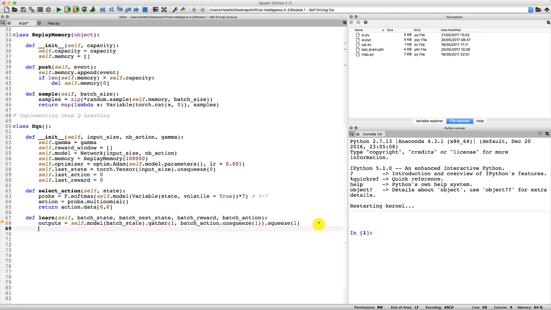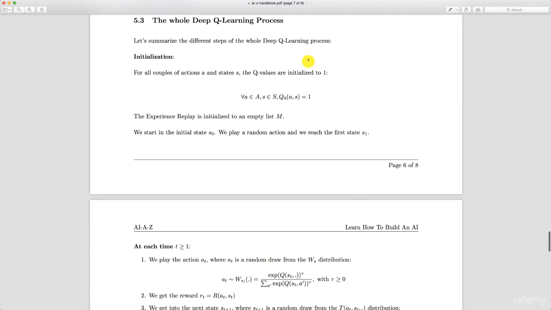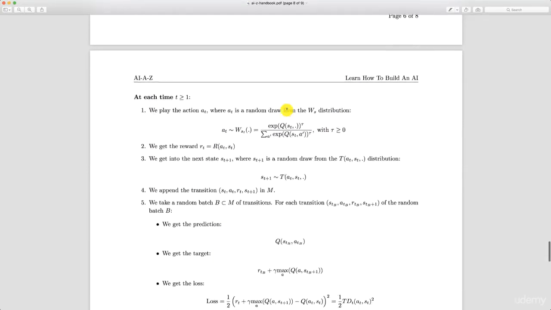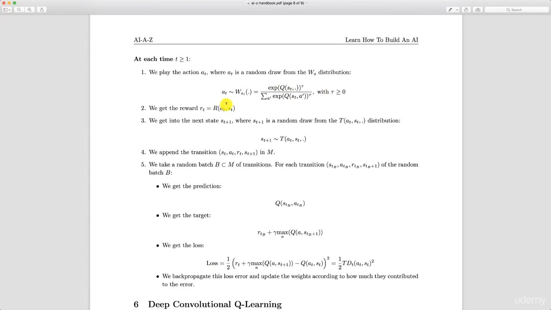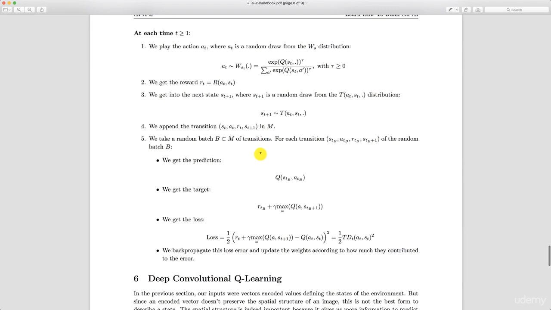So that's our outputs, and now we want to get our next outputs. So now you might be thinking, why do we need the next output? Well, to understand this, we need to go back to the Deep Q-learning algorithm, which is right here. That's a part of the LaTeX handbook. So that's the whole Deep Q-learning process. At the beginning, we're initializing all the Q values. And then at each time t, we select the action with softmax. That's what we did with the select action function. Then we append the transition. And then, as you can see, we get the prediction, we get the target, and we compute the loss.